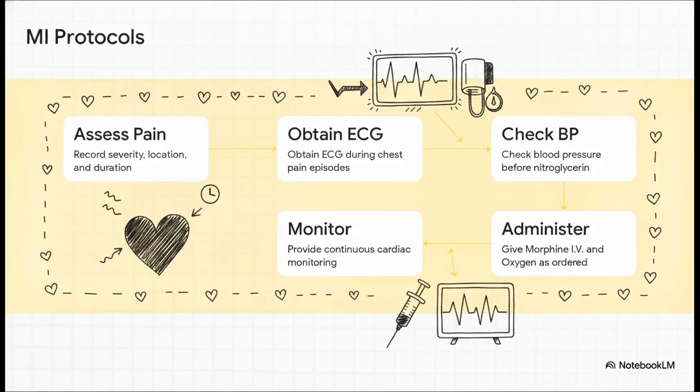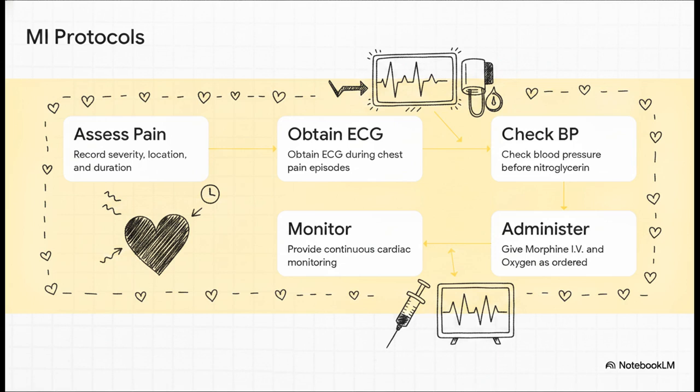So, what's our action plan? First, you thoroughly assess and document the exact severity, location, and duration of that pain. Second, you get an ECG immediately while they're having the chest pain to catch any ischemic changes in real time. Third, and I can't stress this enough, always check their blood pressure before and after giving nitroglycerin. If you don't, you risk bottoming out their pressure and causing a catastrophic hypotensive event.